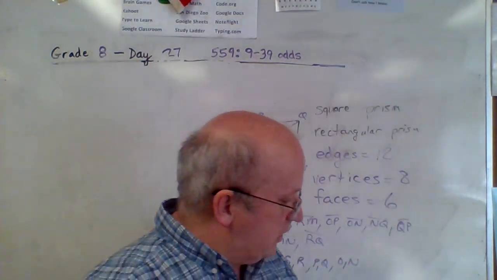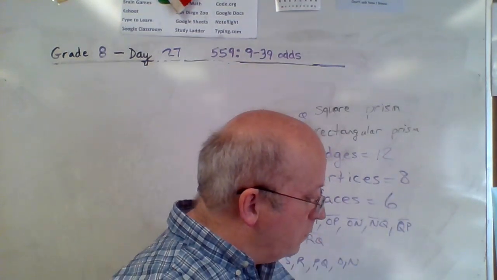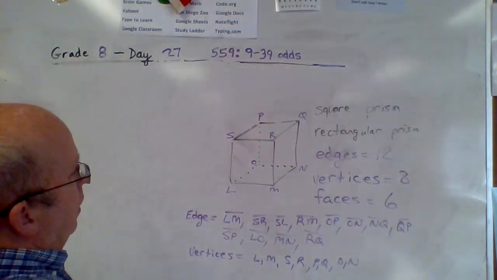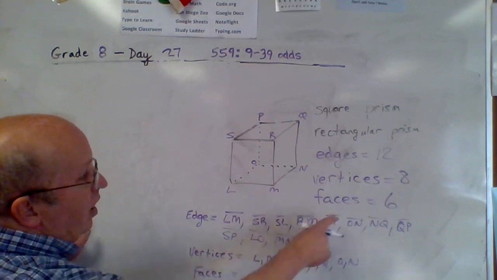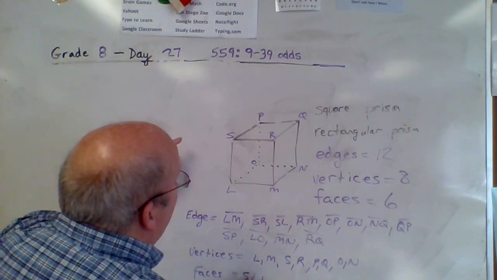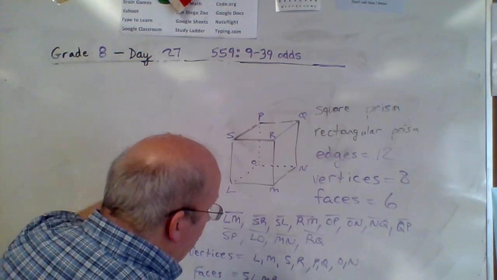How about the faces? Well, how do we name faces? We're going to name them with 4 letters each. I got 6 faces here. The front face, I'm going to call that SLMR. And then the back one, how about PONQ?